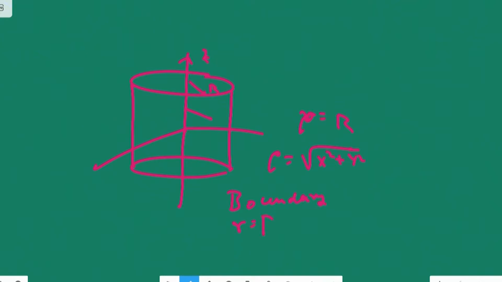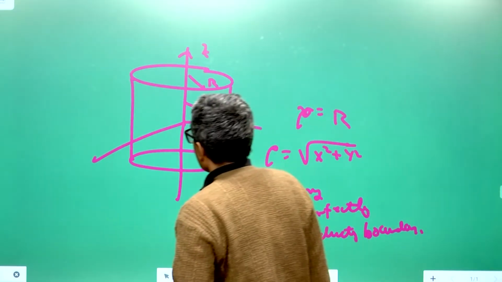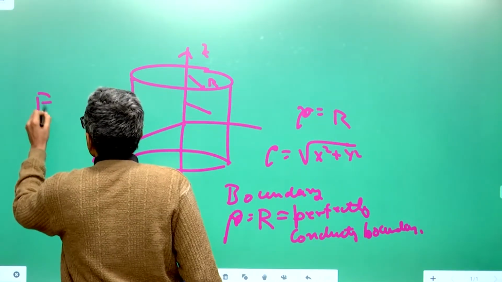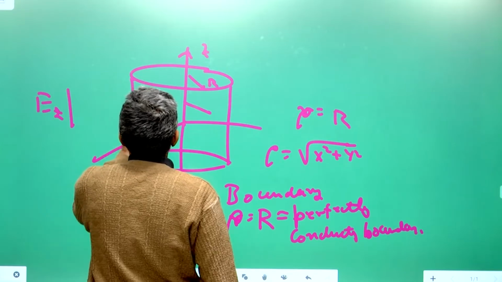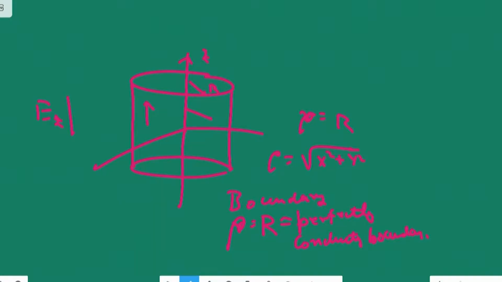The boundary rho equal to r is a perfectly conducting surface. So, if you apply the boundary conditions, the tangential component of the electric field vanishes on this boundary. Ez is the tangential component and E phi is another tangential component, where rho, phi, z forms the cylindrical system of coordinates. Rho equals square root of x square plus y square, phi equals tan inverse of y by x, and z is of course z itself.